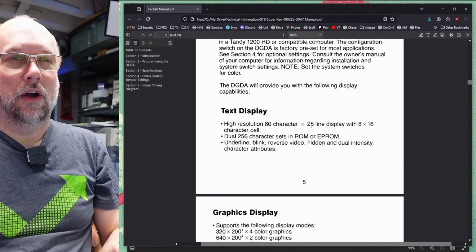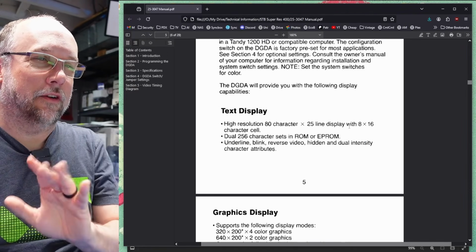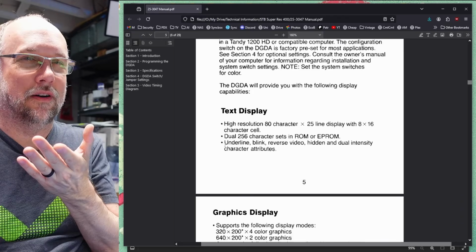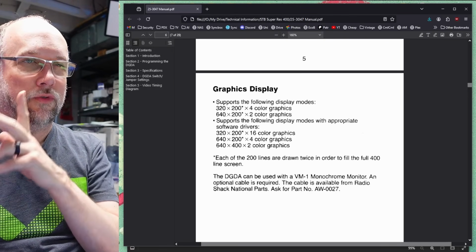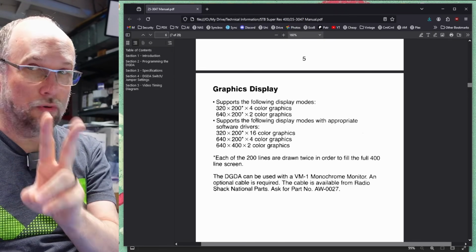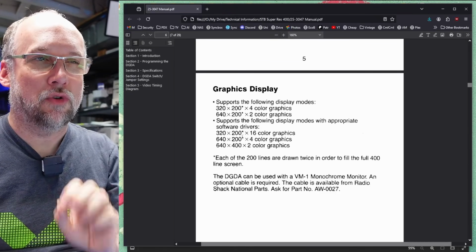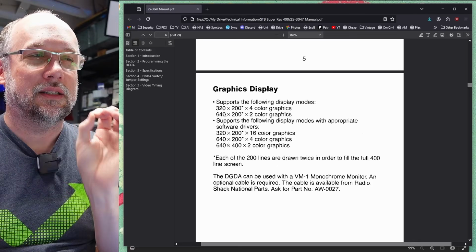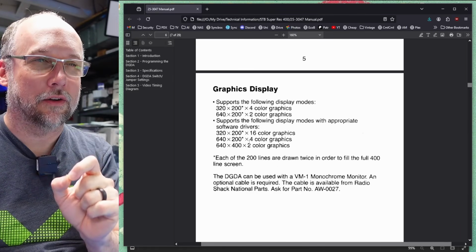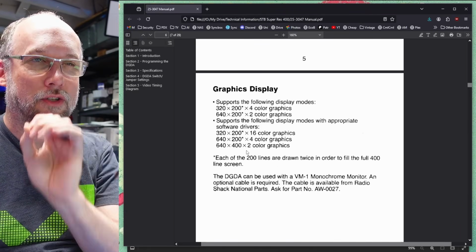So some of the features of this card we've already talked about a little bit. 8x16 character cell, dual character sets in ROM, the standard CGA modes, 320x200 at 4 colors, 640x200 at 2 colors, so basically black and white for all intents and purposes. But then we have the special modes: 320x200 at 16 colors, 640x200 at 4 colors, and 640x400 at 2 colors.